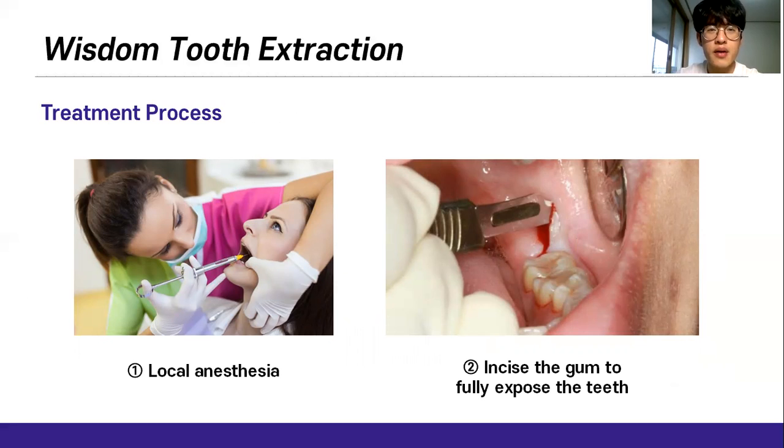First, I will give you enough local anesthesia in the area with the wisdom teeth. That's why I got a consent form from you. You won't feel pain if you get local anesthesia. Next, the gums will be incised and tilted to fully expose the teeth and bones buried in the gums. During this procedure, I will use a surgical knife. I will be careful not to hurt the surrounding tissue.